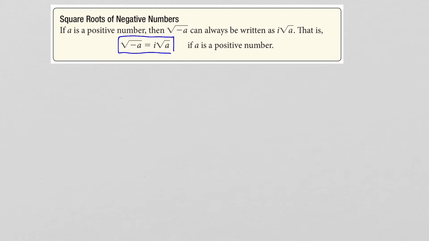Now let's just talk about why that's true. So if you think of the square root of -a, you can rewrite this as the square root of -1 times a. And if we break this apart using properties of radicals, we can think of that as the square root of -1 multiplied by the square root of a. But again, we know the square root of -1 is I, and so we can write this as I radical a. Let's take a look at some examples.